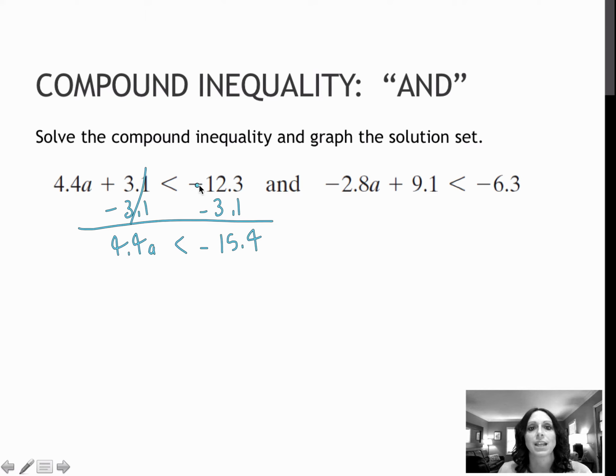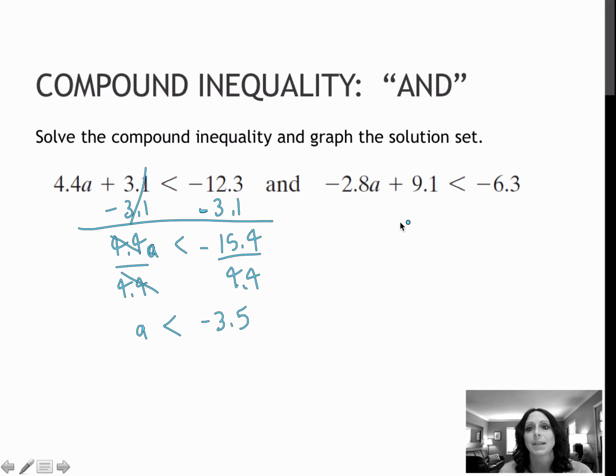So remember, it's a negative, and then we're subtracting, which makes it a larger negative number. Then I'm going to divide each side by 4.4. Remember that I'm not dividing by 4.4a. I want to leave that a there. I want these 4.4s to cancel to give me just one a. And I've divided by a positive, so even though my answer over here is going to be negative, I don't flip the inequality. And I get negative 3.5 when I divide.